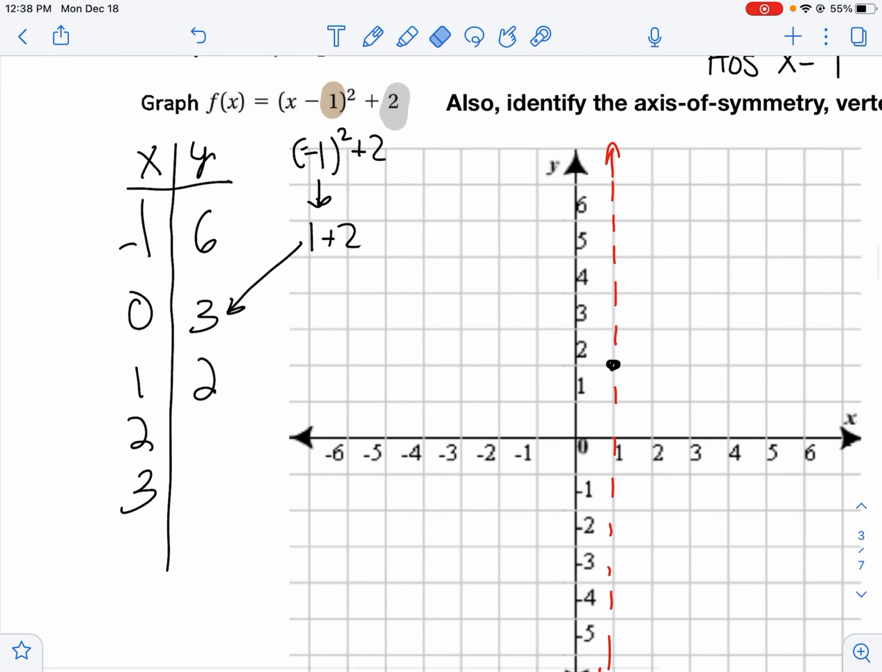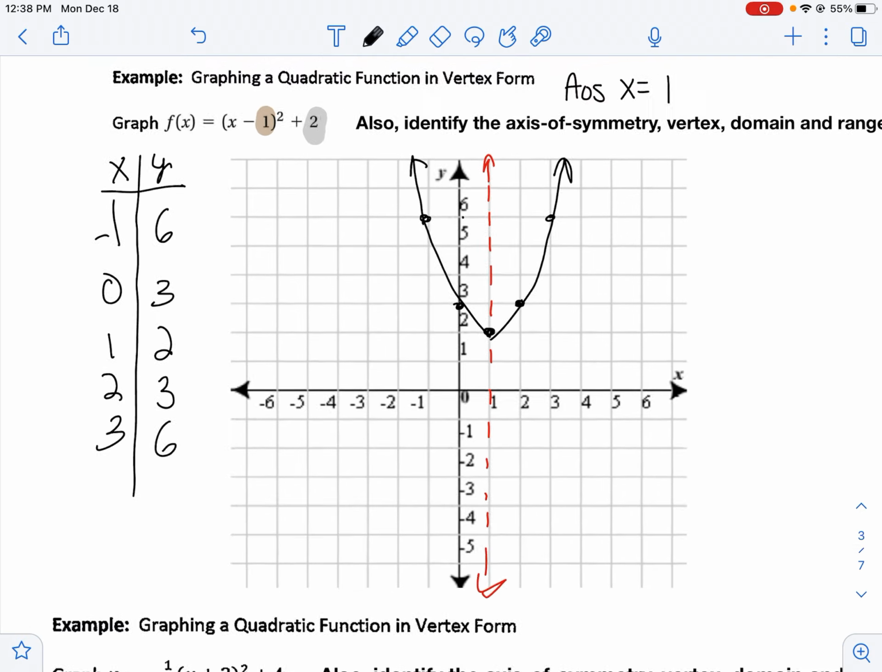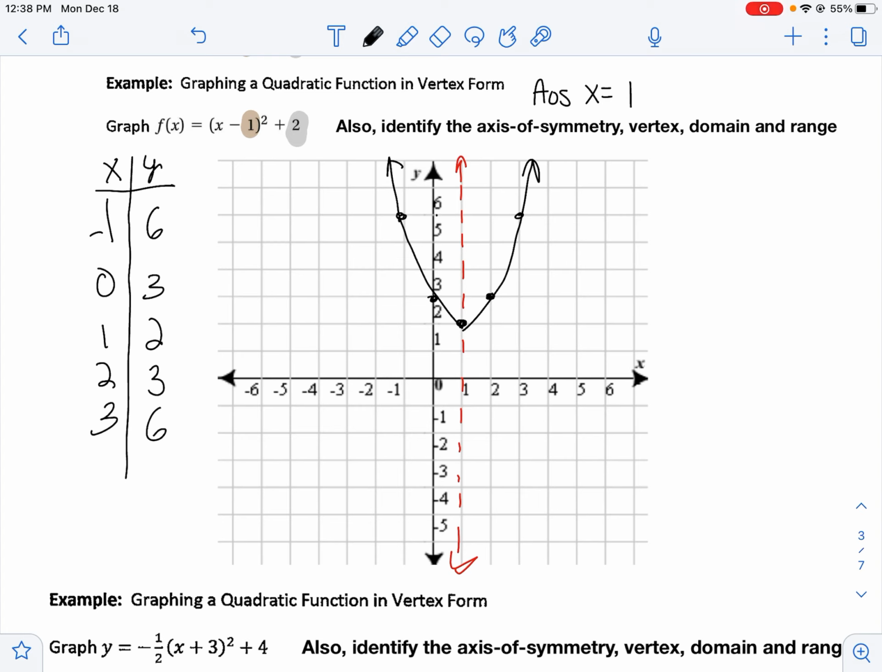And guys, again, when you find one side, it's going to be the same on the other side. That's the vertex. You see how, see that? It's symmetric. So you got (negative 1, 6). You got (0, 3), and (negative 1, 6) on one side. And then it's going to be the same distance away on the other side like that. It's symmetric. All right? So the axis of symmetry we have is 1. The vertex we had was (1, 2).